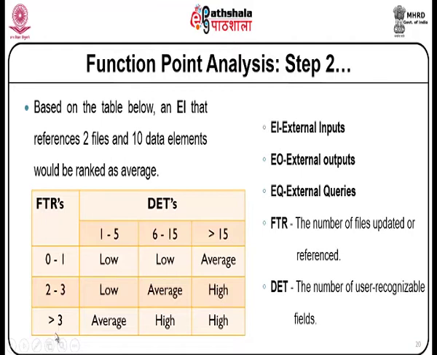If the number of files updated or referenced is greater than 3 and the number of user recognizable fields is from 1 to 5, it is ranked average. If the number of files updated or referenced is greater than 3 and the number of user recognizable fields is from 6 to 15 or greater than 15, it is ranked high.